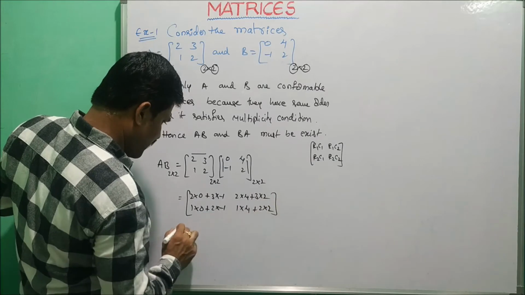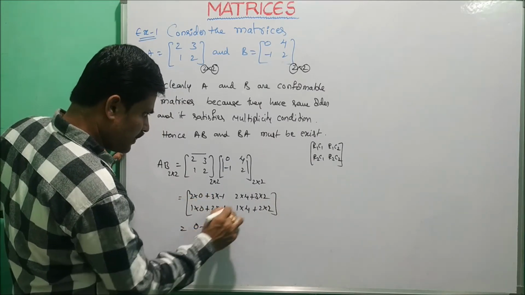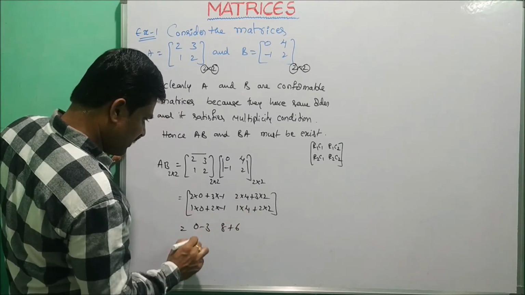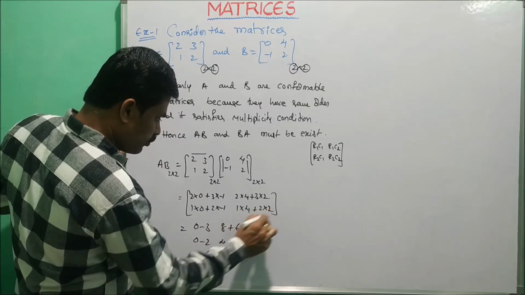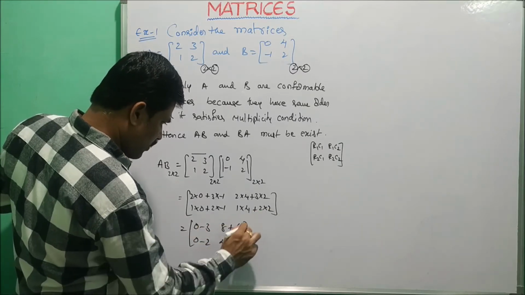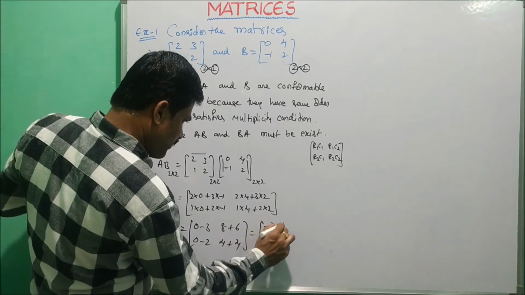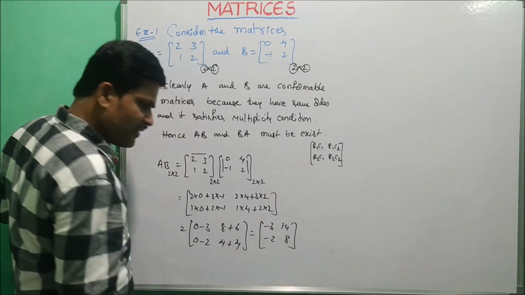Now we can simplify that. This is 0, this is -3. This is 8, this is 6, 8 plus 6. This is 0, this is -2. This is 4, 2 2 is 4. Therefore, AB equals -3, 14, -2, 8. This is AB.